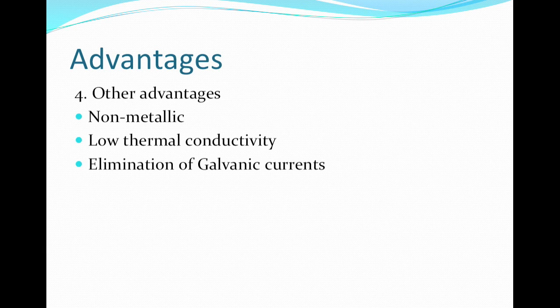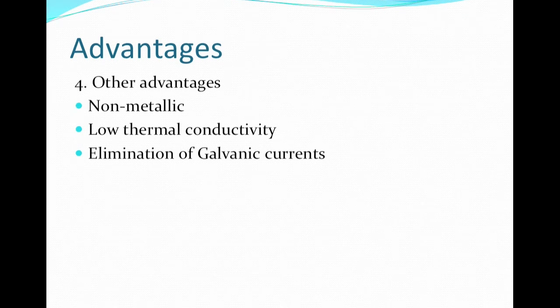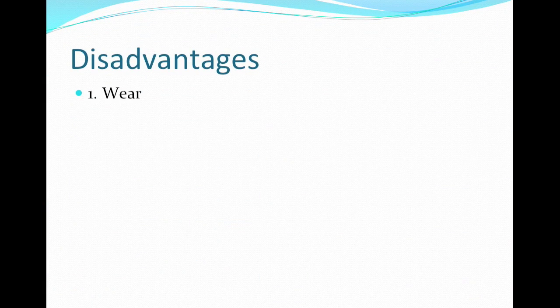A couple more advantages. It's non-metallic, and this means a couple of things. There's low thermal conductivity, and there's no galvanic currents. We can talk about galvanic currents when we meet in person. The other thing about non-metallic is it's aesthetic as well. Disadvantages. There are several. The first one is wear. Composite is less wear resistant than amalgam.